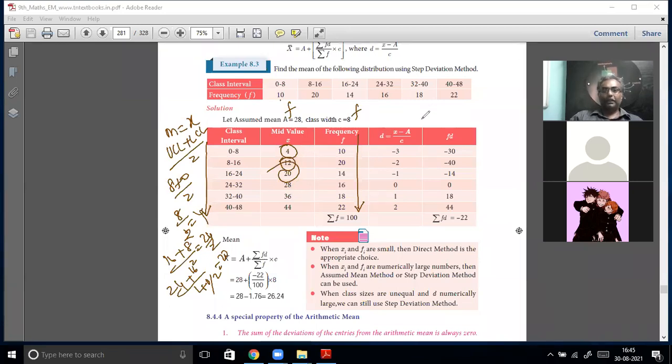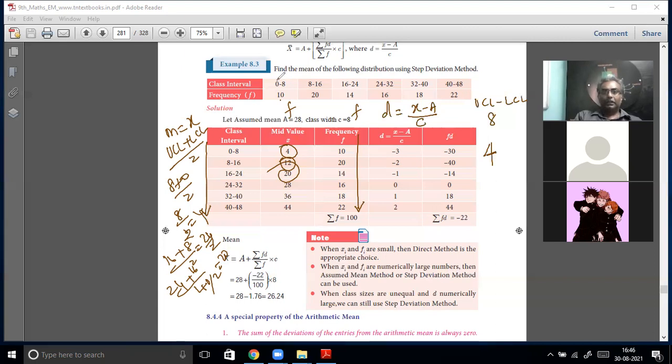Now you have to find the new thing. What is the new thing you have to find? You have to find d. D is not equal to x minus a. It is equal to x minus a by c. What is c? C is nothing but UCL minus LCL. So c is 8. So everything you have to divide by 8. So what you have to do? x minus a, where x is 4.